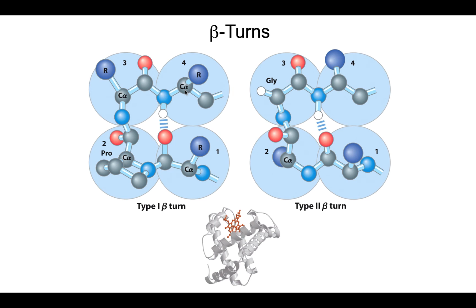And oftentimes what you'll see in these beta turns are prolines, because they're already kinked. They've got this very kinked nature. And glycines. Glycines, remember, have just a hydrogen as an R group, and so it makes it very easy to take these 180-degree turns.